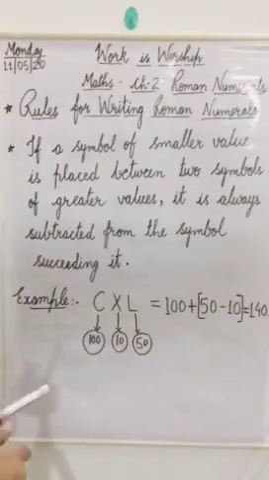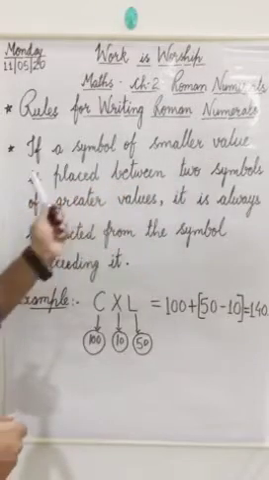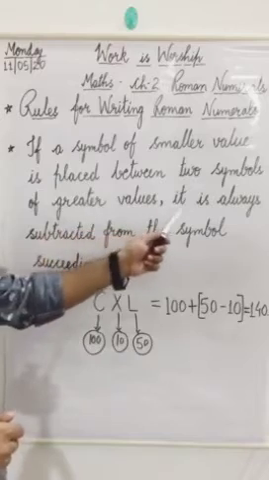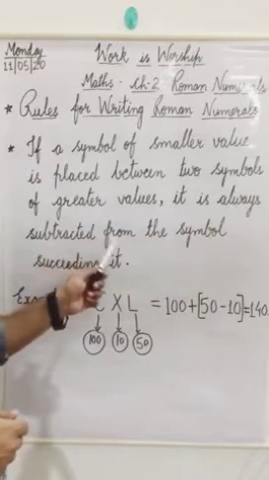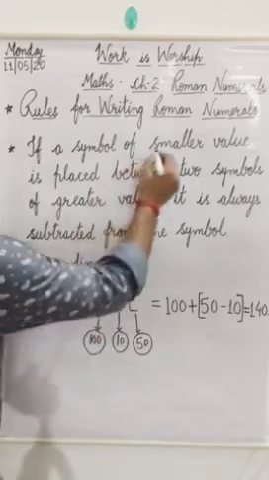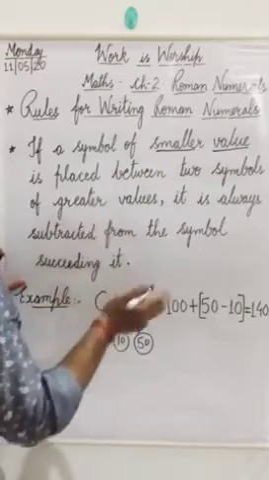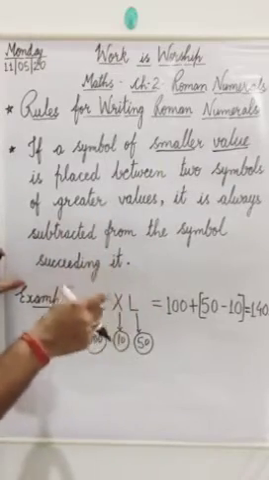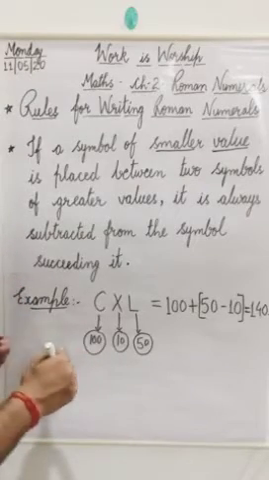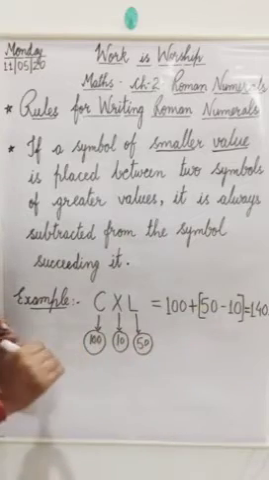Okay students, here we have another important point. If a symbol of a smaller value is placed between two symbols of greater value, it is always subtracted from the symbol succeeding it. It means कि अगर कोई स्मॉलर वैल्यू का सिंबल किन्हीं दो ग्रेटर वैल्यूज के सिंबल के बीच में रखा जाता है तो वो हमेशा जो आगे वाली ग्रेटर वैल्यू होगी उसमें से सबट्रैक्ट होगा.